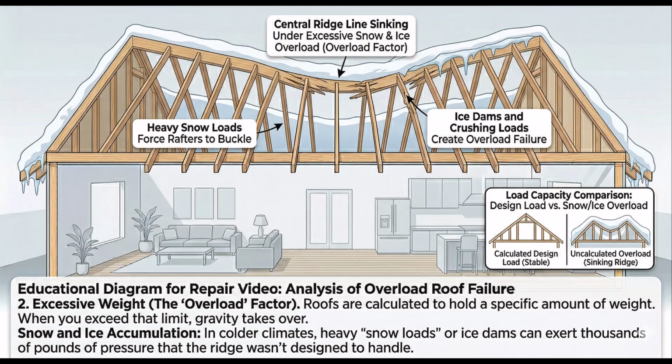Next up, snow or ice accumulation in colder climates. Heavy snow loads or ice dams can exert thousands of pounds of extra pressure on the roof ridge that it wasn't originally designed to handle. And don't forget that the pressure put on the roof rafters or other parts of the roof is probably going to affect the roof ridge.